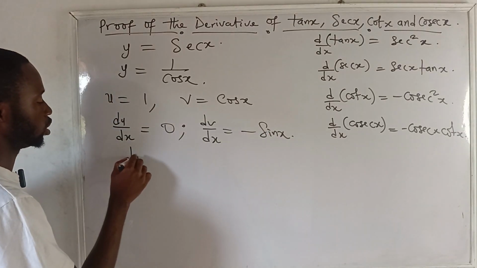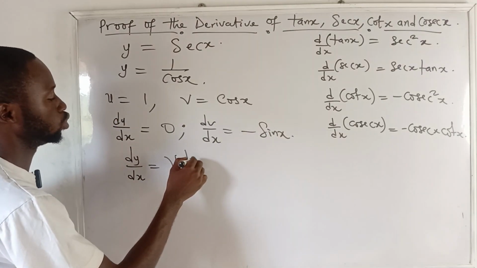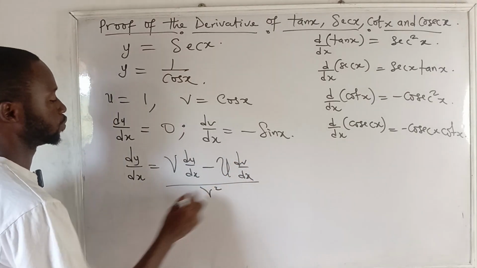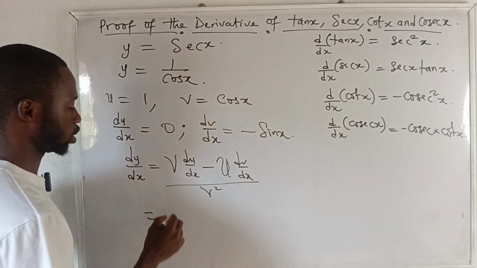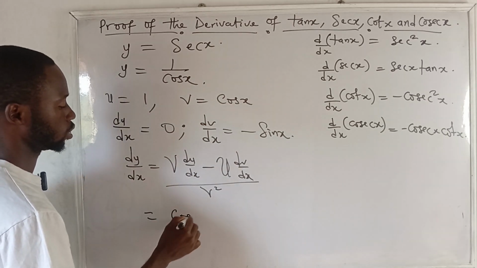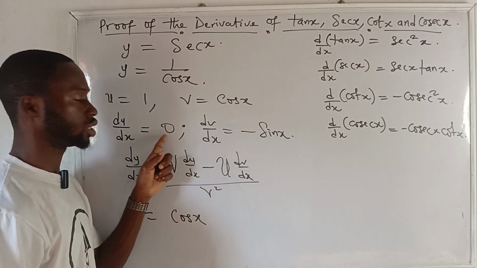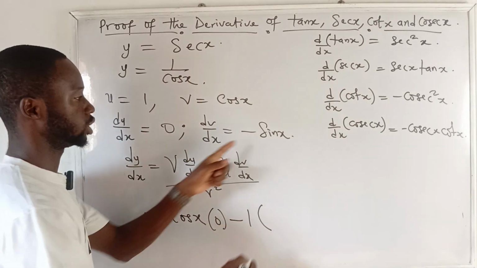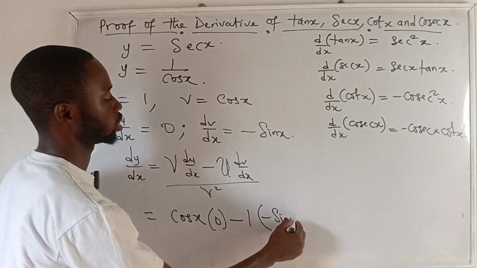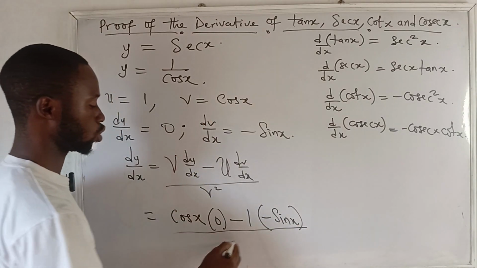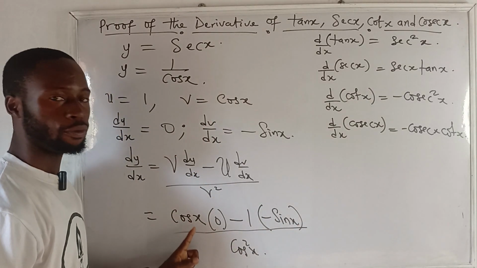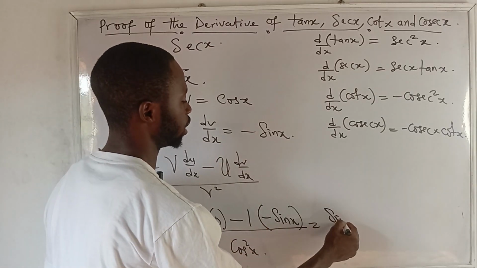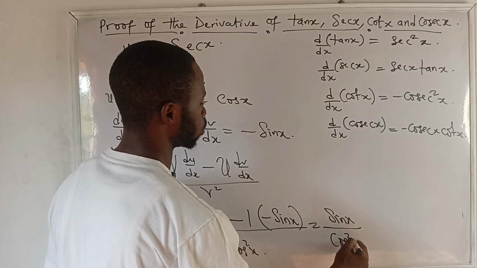Now let's use our formula. dy dx will give us v du dx minus u dv dx all over v square. Now our v is cos x, so we have cos x, then du dx is 0. So what we are going to have here is 0 minus u, which is 1, times dv dx, which is minus sine x, all over v square, that's cos square x. So obviously 0 times cos x gives us 0, and minus times minus gives us plus. We are going to have sine x over cos square x.